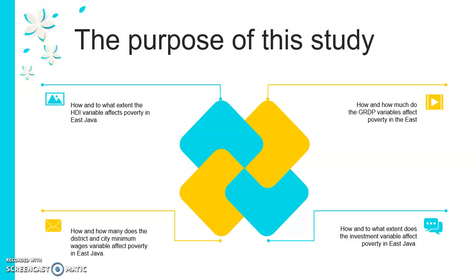The purpose of this study is to determine, first, how and to what extent the Human Development Index variable affects poverty in East Java; how and how much the GRDP variable affects poverty in East Java; how and how much the district and city minimum wage variable affects poverty in East Java; and how and to what extent the investment variable affects poverty in East Java.